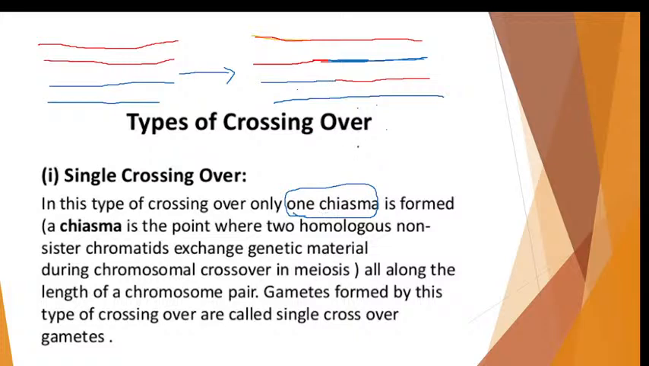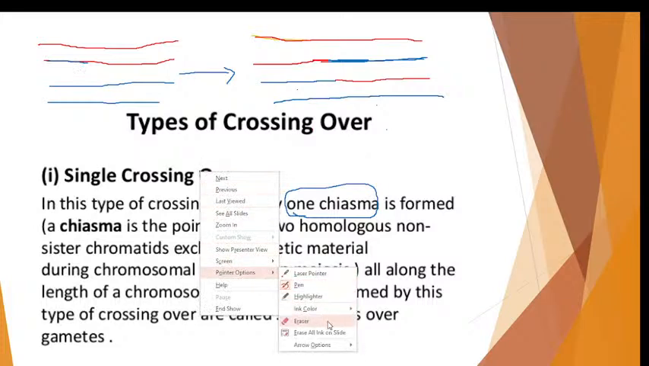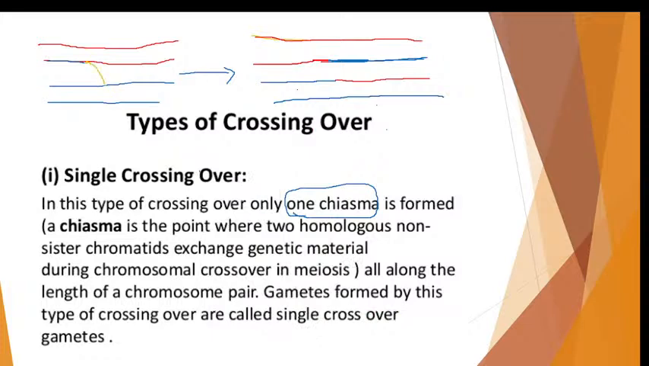This is what is known as single crossover. Single crossover means the crossing over happens only at one point, and this is the point where the crossing over is happening. See, this is the region where crossing over is happening. This is the single point where the crossing over of the genes, or of the chromosomes, will take place only at a single position, and this is known as single crossing over.